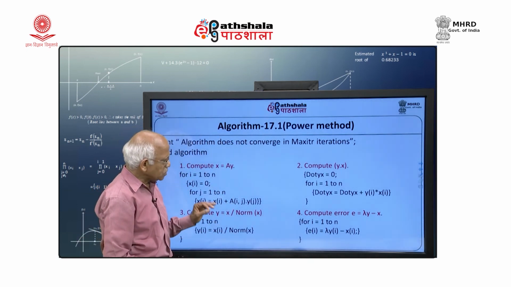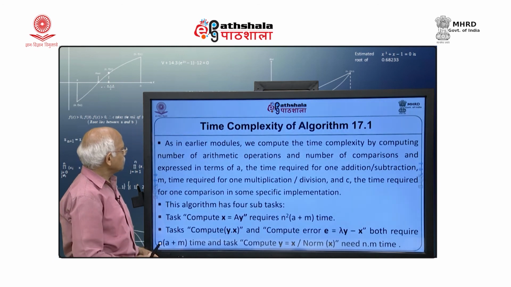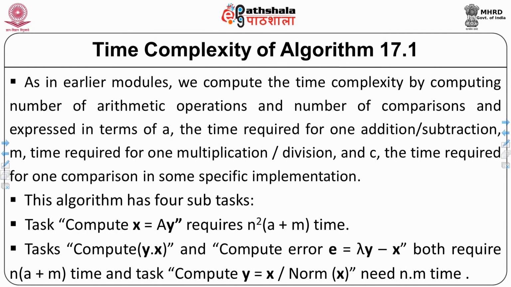So, these are the small subtasks involved in this algorithm, and when you are trying to compute the time complexity of the algorithm, we will just see how much time all these subtasks are going to take. As in earlier modules, we compute the time complexity by computing the number of arithmetic operations and the number of comparisons, expressed in terms of A, the time required for addition or subtraction, M, the time required for multiplication or division, and C, the time required for comparisons.